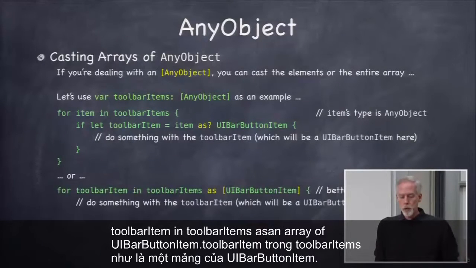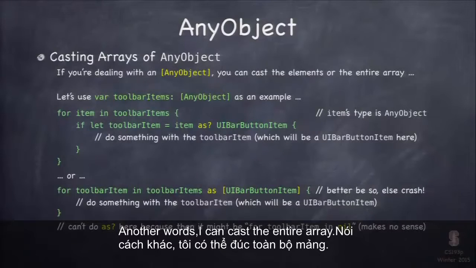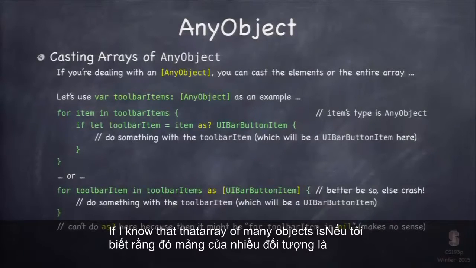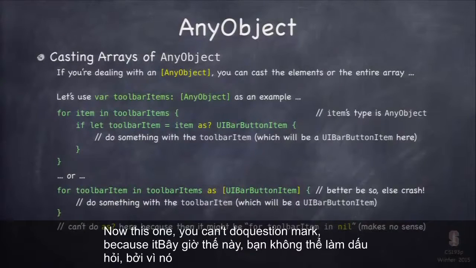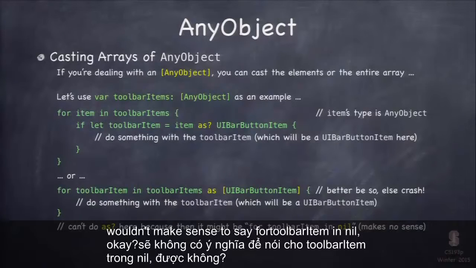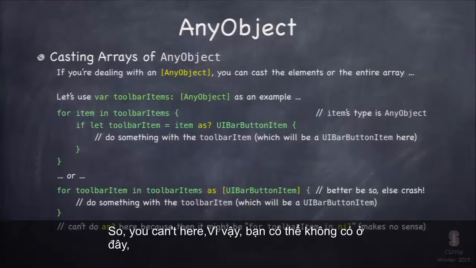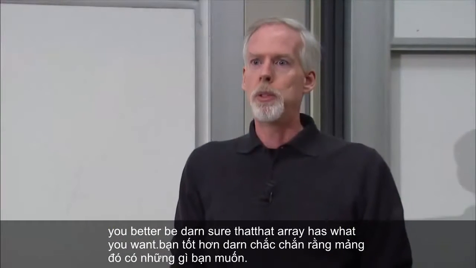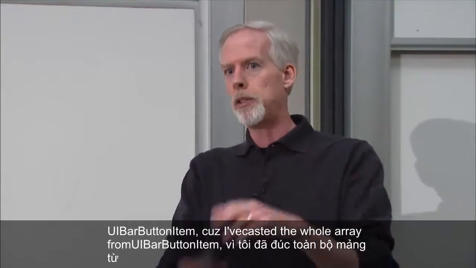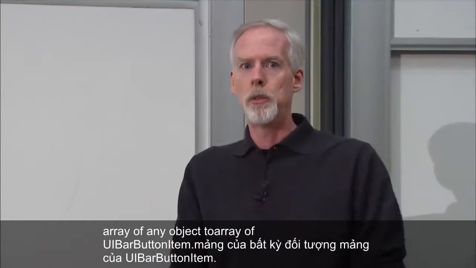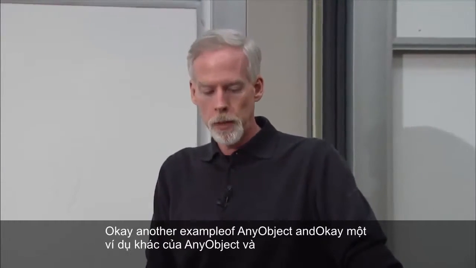Which is I can say for toolbarItem in toolbarItems as an array of UIBarButtonItem. In other words, I can cast the entire array. If I know that that array of AnyObject is really an array of UIBarButtonItem, I can just cast it. Now this one, you can't do a question mark, because it wouldn't make sense to say for toolbarItem in nil, okay? So that makes no sense. So here you better be darn sure that that array has what you want. But then inside, now toolbarItem is a UIBarButtonItem, because I cast the whole array from array of AnyObject to array of UIBarButtonItem. Understand the difference between those two? Okay.